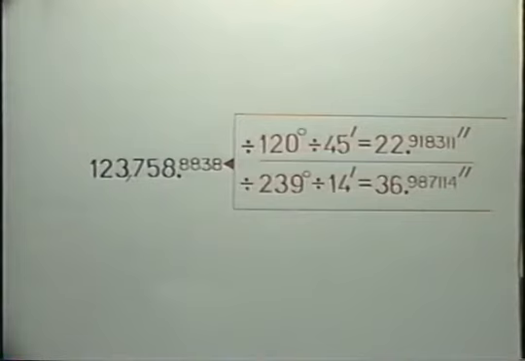Temple 1's longitude is 120 degrees 45 minutes 22.9183 seconds west of Giza. And to the east of Giza, the long way around the world across Asia and the Pacific, it is 239 degrees 14 minutes 36.98 seconds. Notice that its actual longitude in either direction presents exactly the same grid longitude.